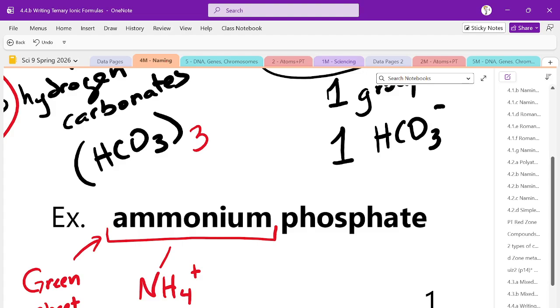Phosphate, it ends in ate. Is it on the periodic table or is it on the green sheet? If it says ate, it's on the green sheet. Ates and ites are on the green sheet. Phosphate is PO, is it PO4 or PO3? It's 4. What's its charge? 3 negative.